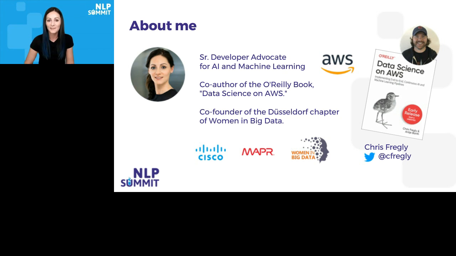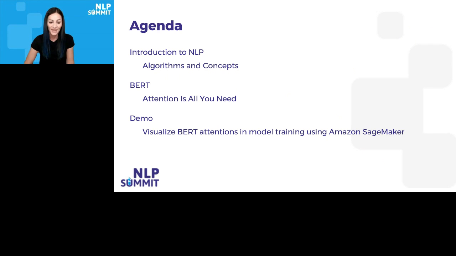All right, so let's have a look at this session's agenda. First of all, I'm going to quickly introduce you to NLP, talk briefly about the history of the algorithms and concepts, and then we're really going to dive deeper into the BERT family of models. I'm going to show you a little bit more under the covers how the BERT attention works, and obviously you might know the famous paper called Attention is All You Need. Then we'll see a demo of how you can visualize the BERT attention in model training using Amazon SageMaker.